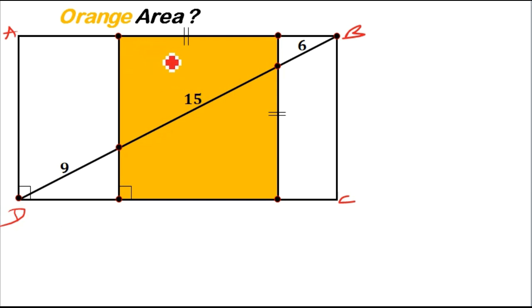Now this orange area, you can see it is a square because you are being told this length is equal to this length. So if this length is A, then this length is also A.